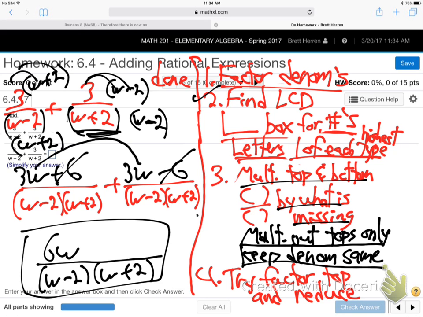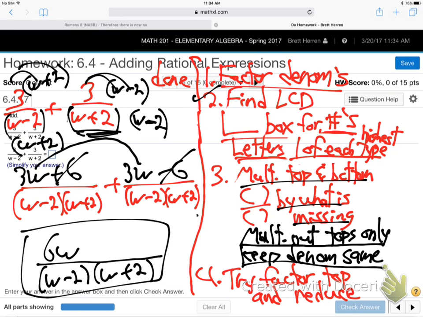We good with all that? We see what happened? So 3W and 3W made 6W. Not W squared, because we're not multiplying. And positive 6 and minus 6 is 0. So those are just gone. That's why there's no numbers.